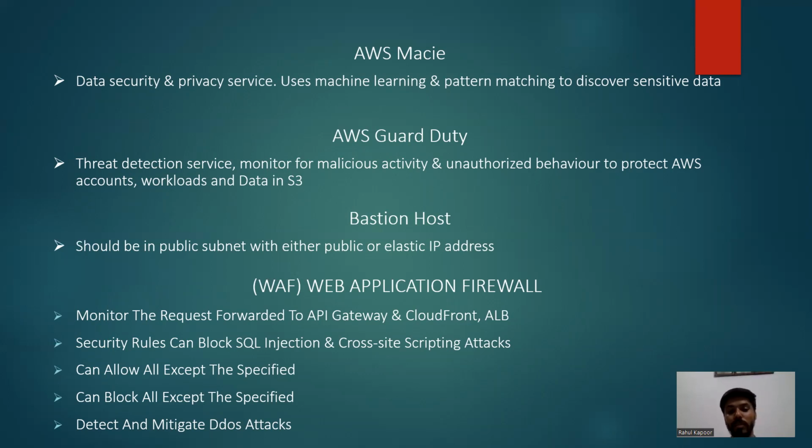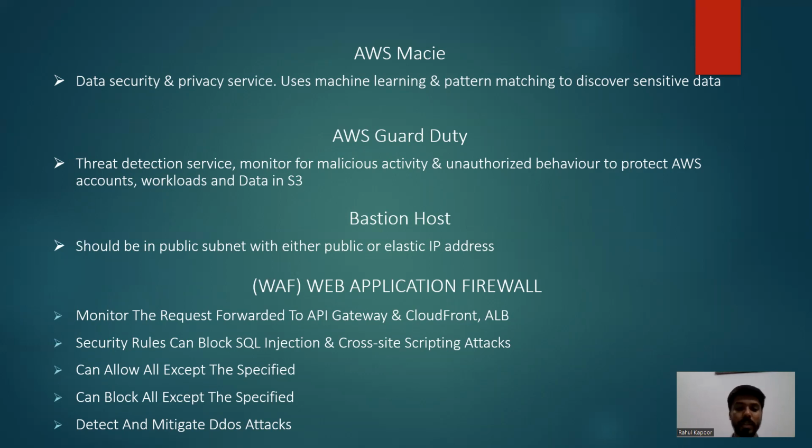Now again, the Bastion host that we have discussed earlier, it should be in a public subnet. Okay, so whenever in a VPC you create private subnets and a public subnet, the Bastion host should be in the public subnet. If you want any host to work like a Bastion host, you have to keep it in the public subnet, with either a public or elastic IP address.